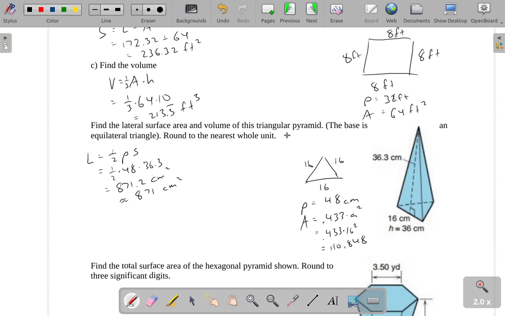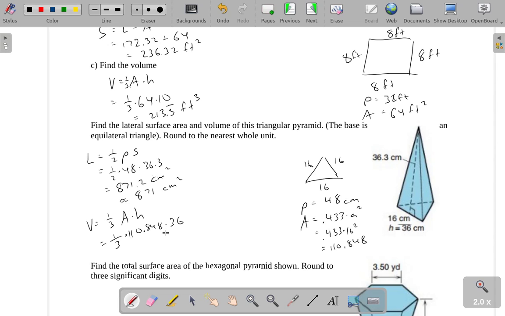We're also trying to find the volume of this triangular pyramid. Volume is in general 1/3 times the area of the base times the height. So 1/3, I already figured out the area of the base, which is 110.848. And the height was not given to us. Oh, here it is. It's right there, 36 centimeters. I didn't see it for a second.